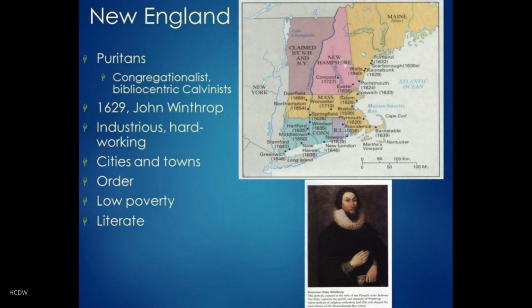Winthrop said, "For we must consider that we shall be as a city upon a hill. The eyes of all people are upon us. So that if we deal falsely with our God in this work we have undertaken, and so cause him to withdraw his present help from us, we shall be made a story and a byword through the world."